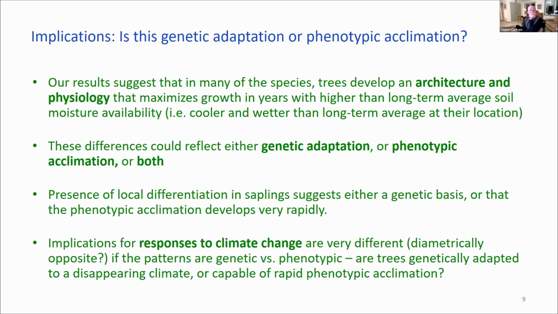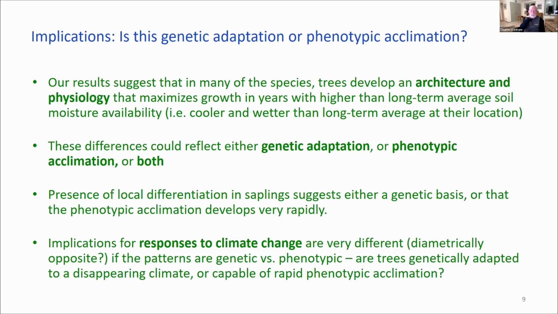So here's the real question. Is this genetic adaptation or phenotypic acclimation? Our results suggest, and this is very similar to the results in the 2018 paper with the tree ring data, that trees tend to develop an architecture and physiology that maximizes growth in years with higher than average long-term temperature, higher than average long-term soil moisture availability, i.e. cooler and wetter than the long-term average. But we have no real idea whether this is genetic adaptation or phenotypic acclimation or both.